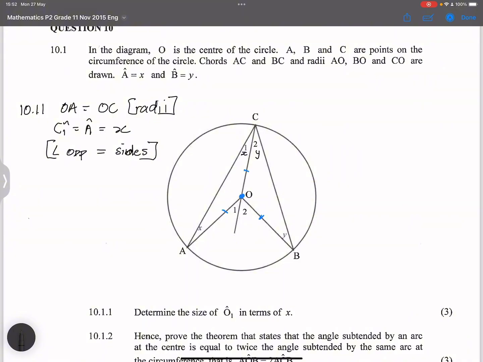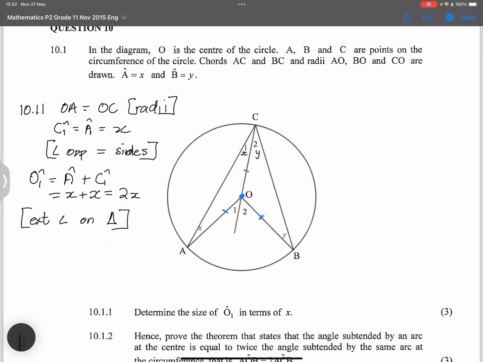And so that means that if I look at O1, O1 would be equal to angle A plus angle C1, which is x plus x. This is equal to 2x. So the value of O1 is 2x, but why is that? It is the exterior angle of a triangle.